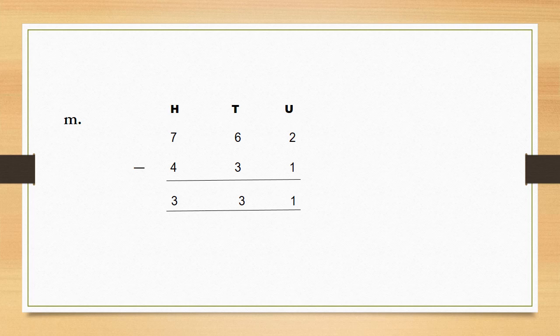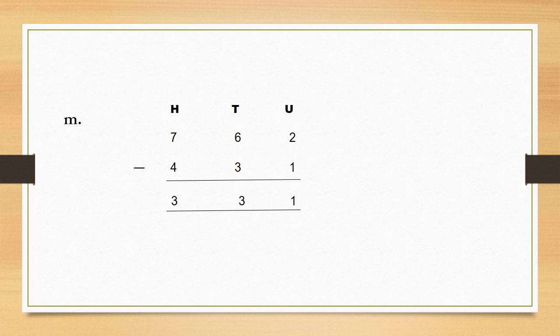Students, make sure that you write the answer in its respective place. For example, if you are subtracting the numbers of the tens place, the answer you get from there you have to write in the tens place. You cannot write it in the units or hundreds place. So now we get 3 in tens place.